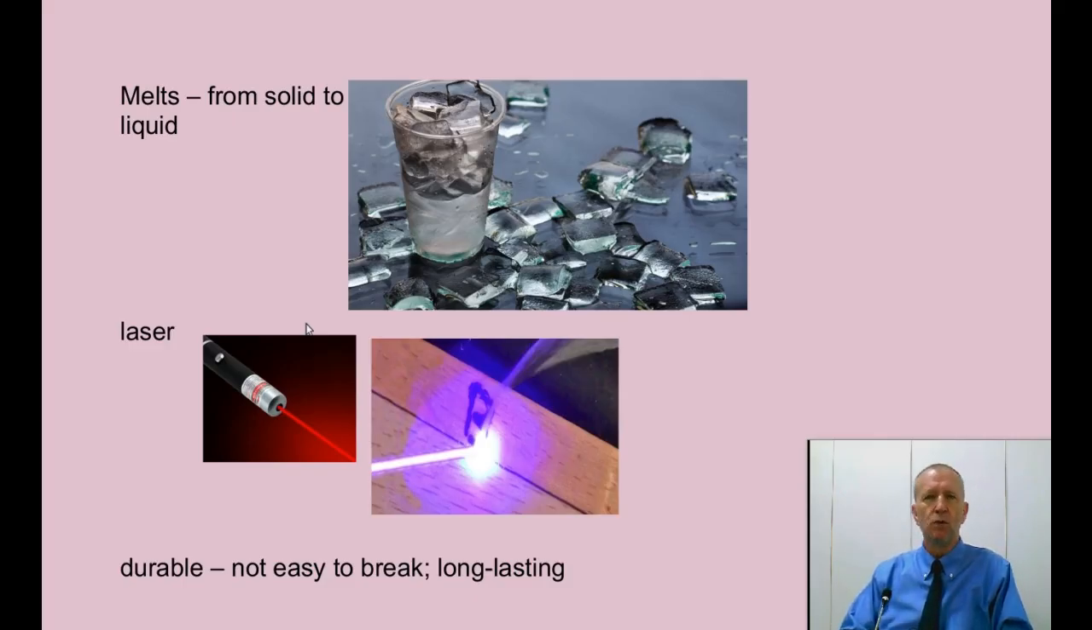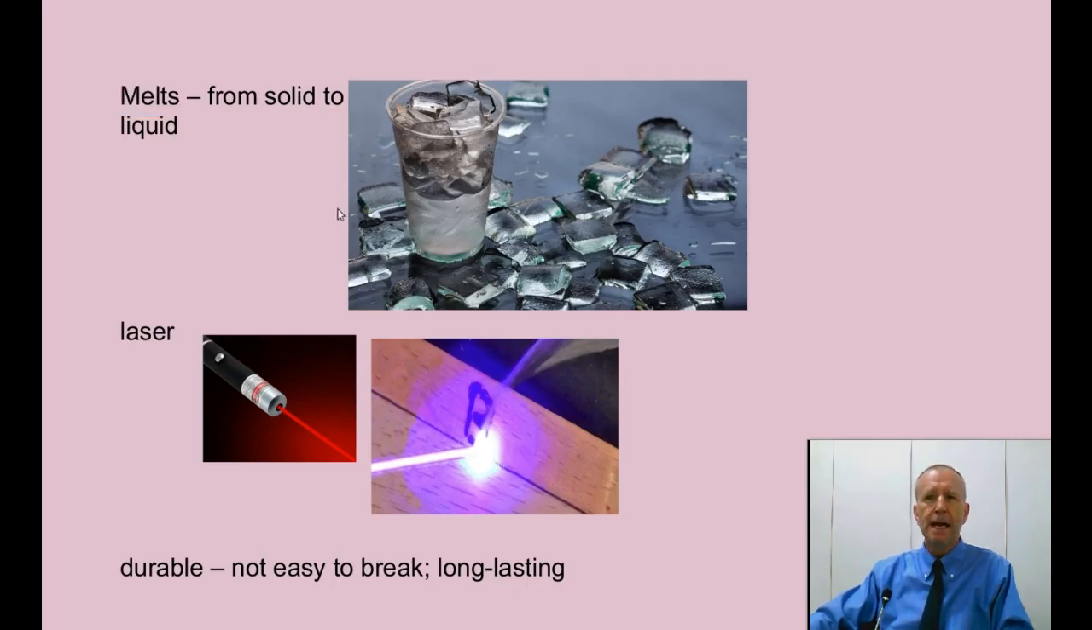Melt, we'll use the word melt. In our case, we're talking about melting metal until it becomes a liquid. But for this example, we're just going to use ice. Melt means to go from a solid, ice, to a liquid, in this case, water.